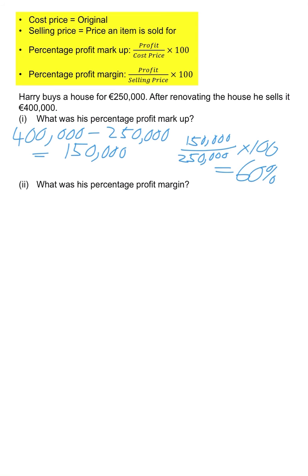The next question then, what was his percentage profit margin? So the margin then is the profit over the selling price times 100. So we already had the profit, so the profit is 150,000 over the selling price now, which was 400,000. And then multiply by 100, and that is equal to 37.5%.